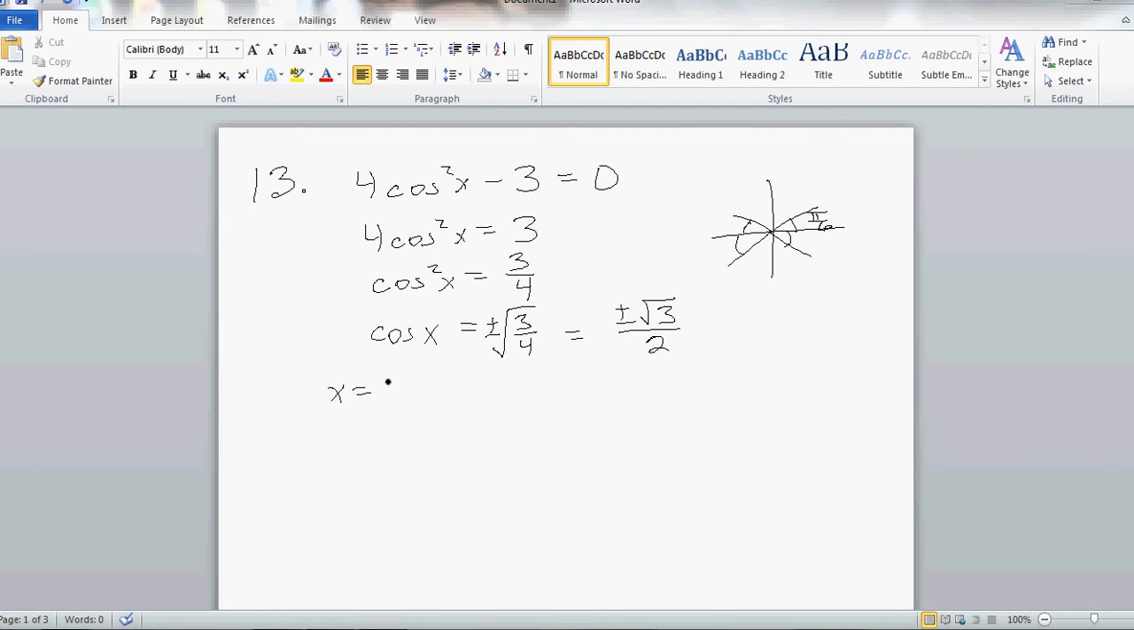So x in this case might equal pi over 6. It might equal this angle right here, which is 5 pi over 6. It might equal that angle right there, which would be 7 pi over 6, and it might be this whole big angle right along over to there, which is 11 pi over 6. And there are the 4 x-intercepts that we might run into.